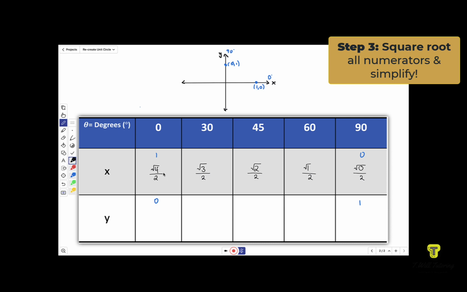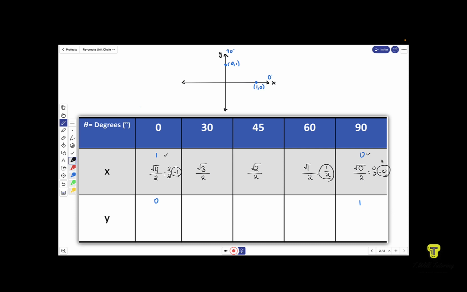All right. So the square root of 4 I know is simply equal to 2. So 2 divided by 2 is equal to 1. So I see that that checks out. All right. Root 3 over 2 is simply root 3 over 2. Root 2 over 2 is simply root 2 over 2. Root 1 over 2. So root 1 is simplified to 1, so 1 over 2. All right. So I'm going to circle that for my x value. And then root 0 is simply 0 divided by 2, which is 0. So we know that that checks out.